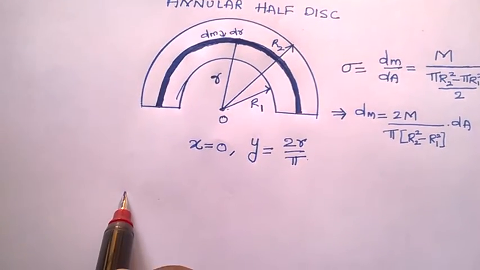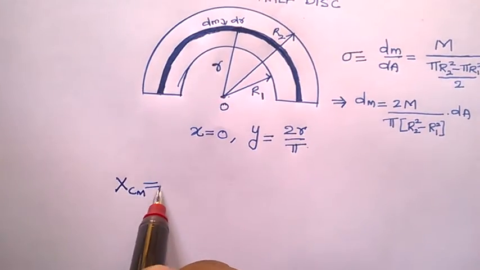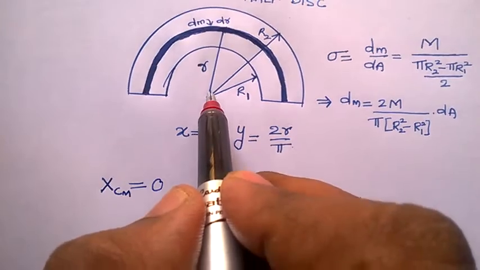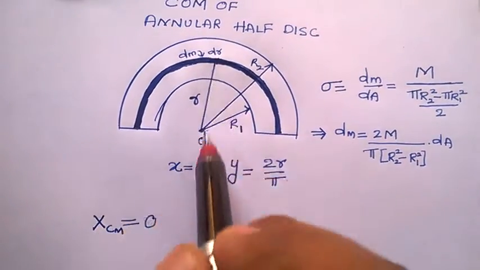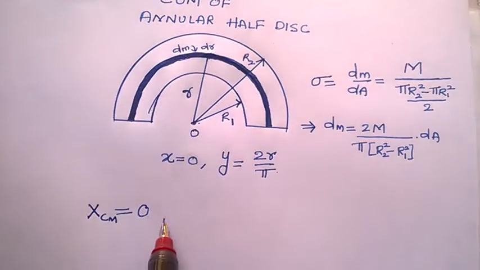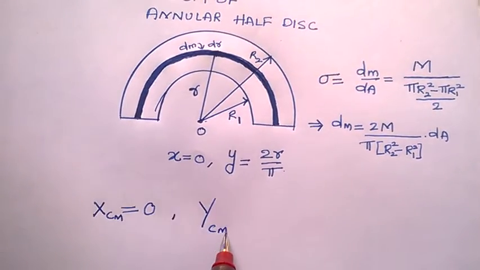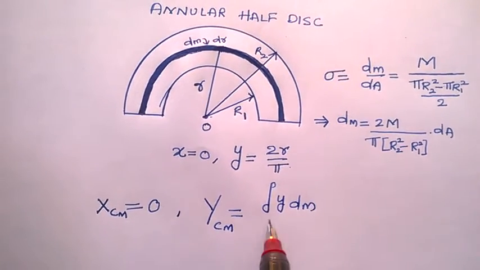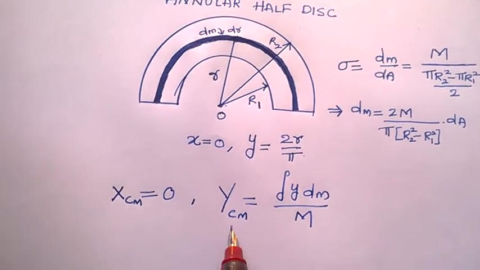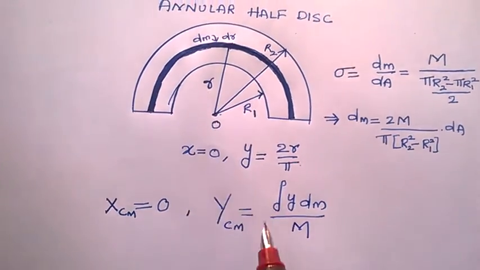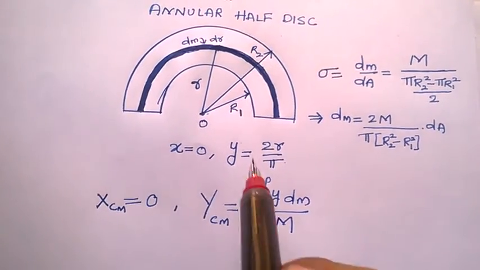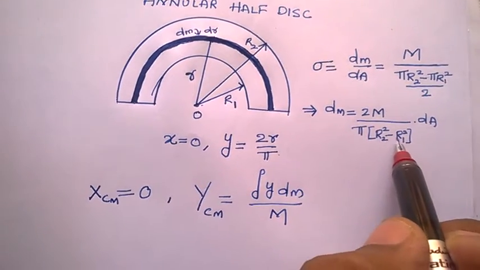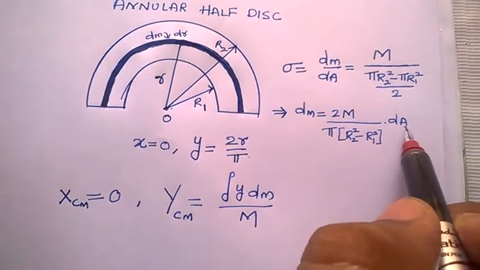So now we'll find out the center of mass of the annular half disk. There is no coordinate of center of mass of this annular half disk along the x-axis, because by symmetry we can see the center of mass lies somewhere on this y line, the y-axis. So we'll find out y. So let me write ycm is equal to integral y dm over the entire mass. If we could solve for this, that would be the answer for the center of mass of this annular half disk. Now we know y is 2r by pi, and dm is 2M by pi into R2 square minus R1 square times dA.